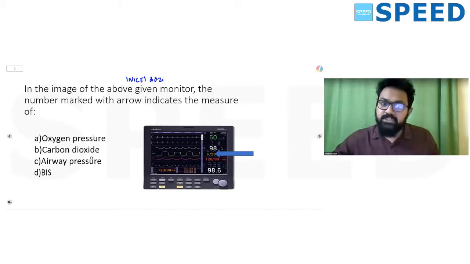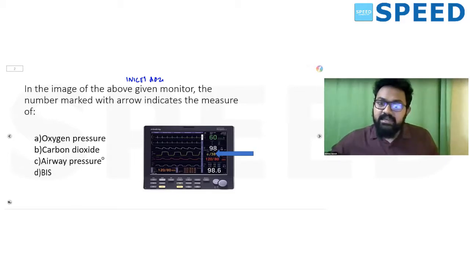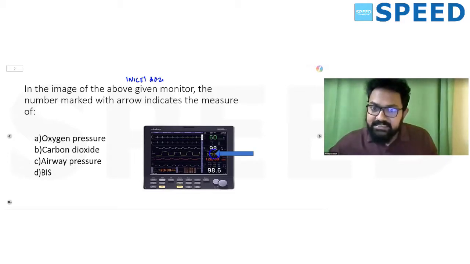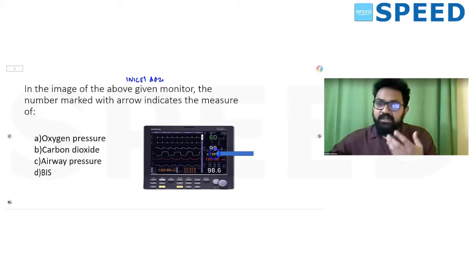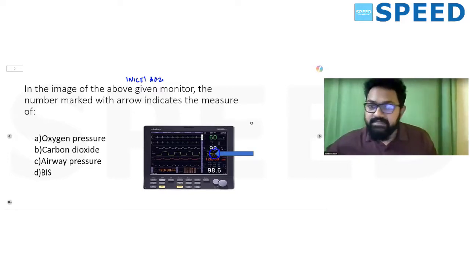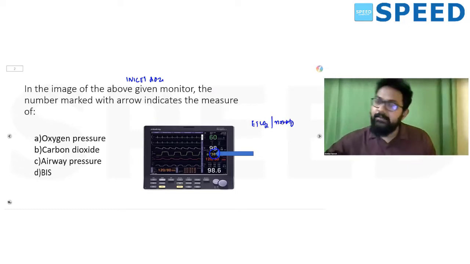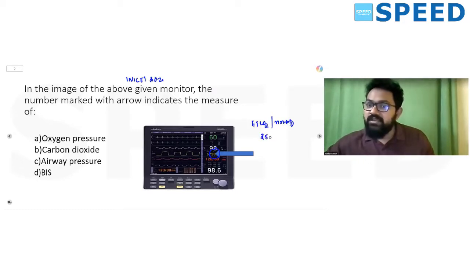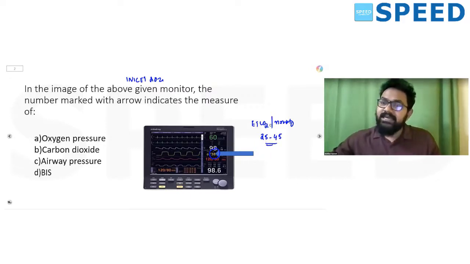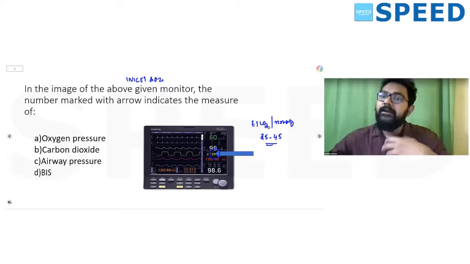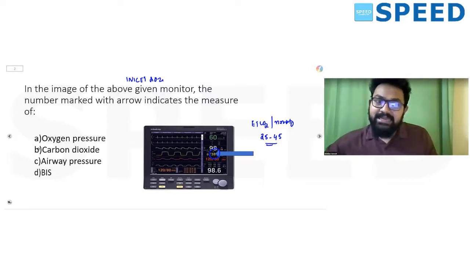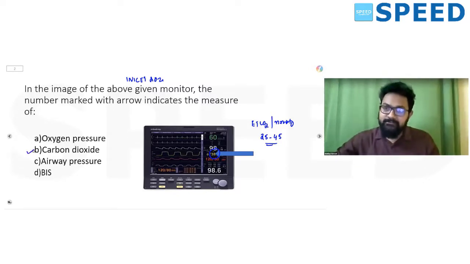Your options are oxygen pressure, carbon dioxide, airway pressure, and BIS, which is bispectral index. Now, the value that is being marked here is 38. Now, that 38 is actually nothing but the end tidal carbon dioxide value, which is measured in millimeters of mercury. The normal value ranges basically between 35 to 45 millimeters of mercury. So end tidal carbon dioxide value is measured by a monitor called capnography, and it essentially measures carbon dioxide in your expired air.